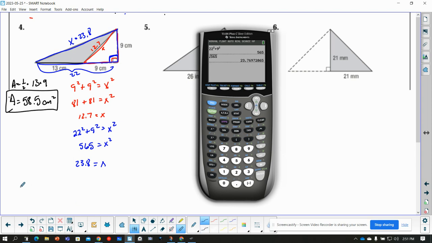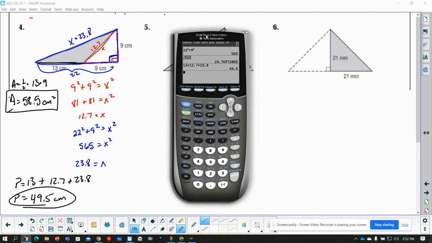Oh gosh. All right, so now we can find our perimeter. Perimeter is going to be equal to 13 plus this side, 12.7, plus this side, 23.8. So 13 plus 12.7 plus 23.8. I get 49.5. 49.5 is the perimeter, and that would be in centimeters. Wow, that was a long problem.